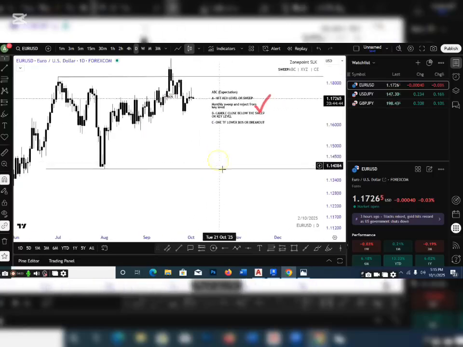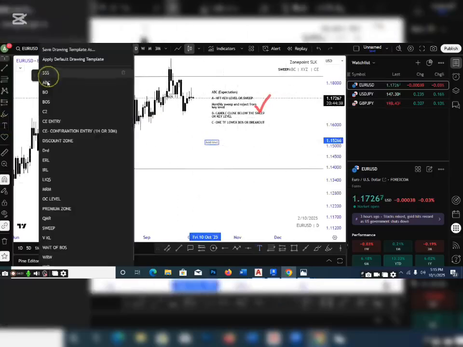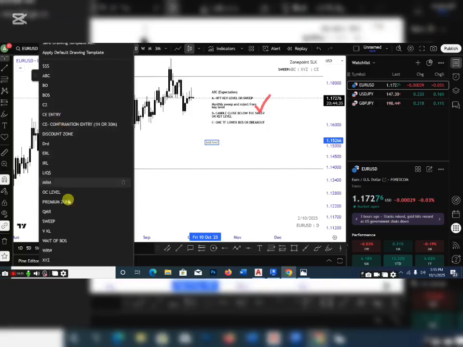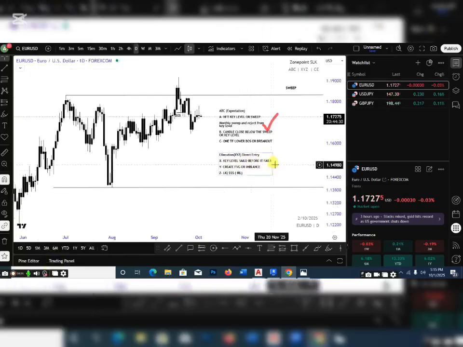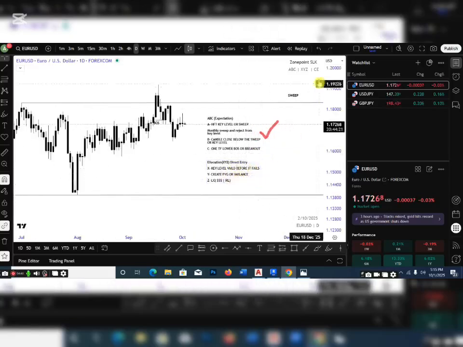So now I want to work on XYZ. What is the checklist for the XYZ? I have it here too. XYZ is execution, that is direct entry. After all this has been met, you can do a direct entry, which is the XYZ. When you meet the direct entry, you can do confirmation engine, which is CE.